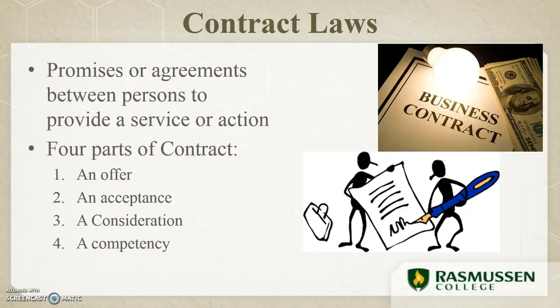Now, a contract between parties must be composed of 4 parts in order for it to be considered an actual contract. Those 4 parts are an offer, an acceptance, a consideration, and a competency. Now, all 4 need to be present in order to make that contract legal, as I stated.